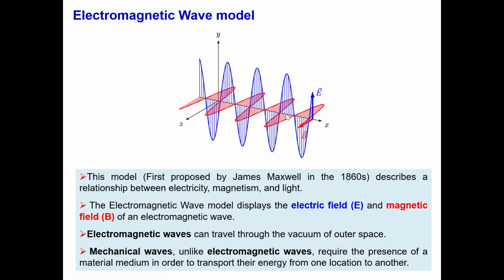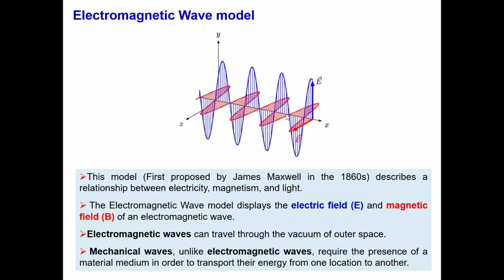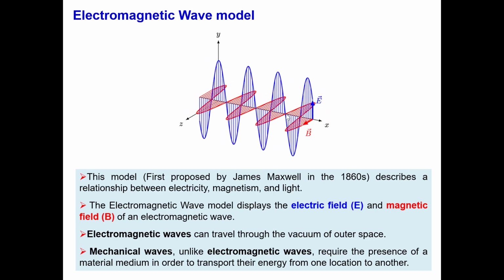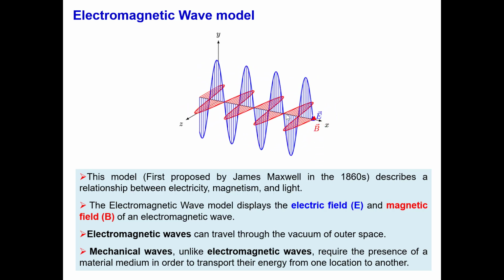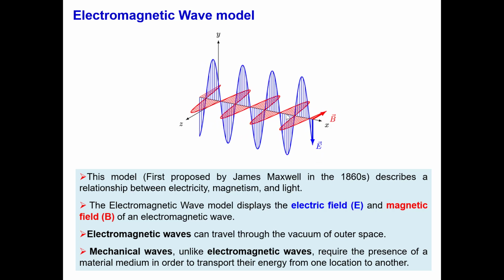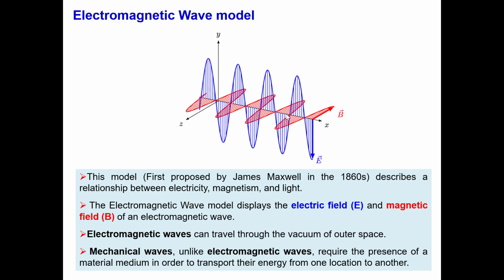The electromagnetic wave model displays electric and magnetic fields, and they are always perpendicular to each other. Another important thing is that electromagnetic waves can travel in empty space, in vacuum. Mechanical waves, for example sound, require the presence of a medium to travel, like air or water or any solid. And one more thing is that any wave transports energy from one location to another.